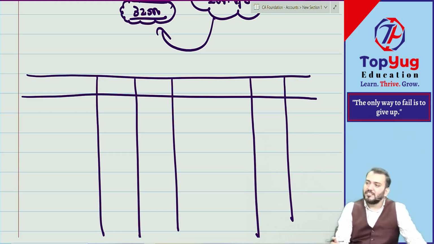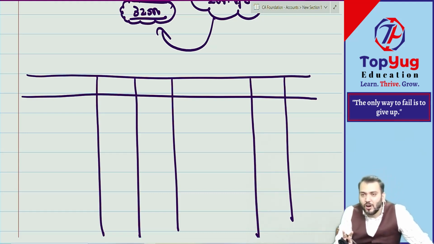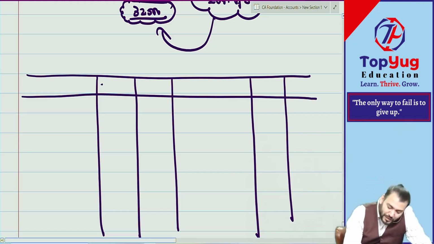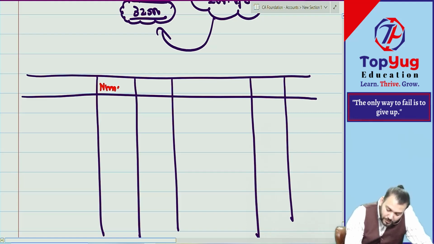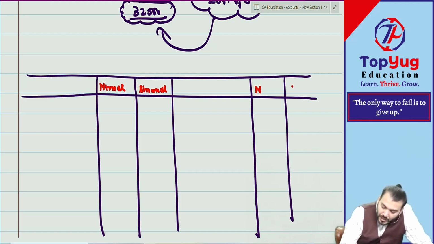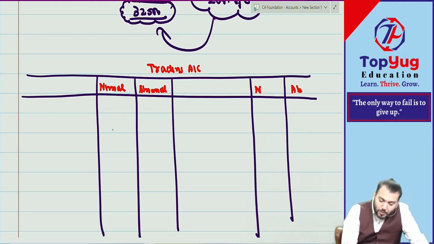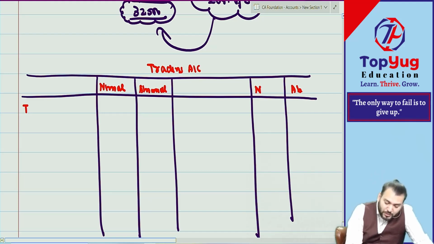Now we have two types of stock. One is slow moving stock, one is good stock. Can I say normal stock and abnormal stock? So we'll write down here normal item and abnormal item. Normal and abnormal. And we'll prepare the trading account. All information of normal item will come here. All information of abnormal item will come here. Now you will say whatever I ask.